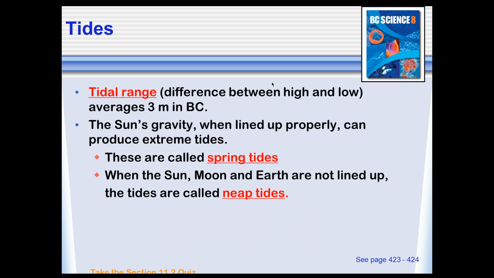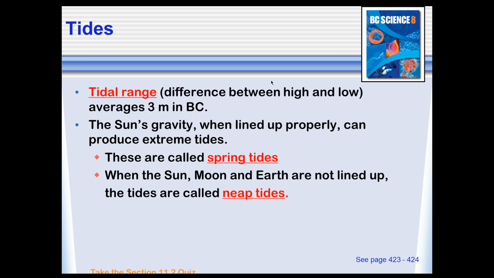The tidal range, that's the difference between high tide and low tide. This changes all over the world. In BC, it's about 3 meters. The Bay of Fundy in Nova Scotia is well known for having a very vast tidal range. It's one of the biggest in the world.